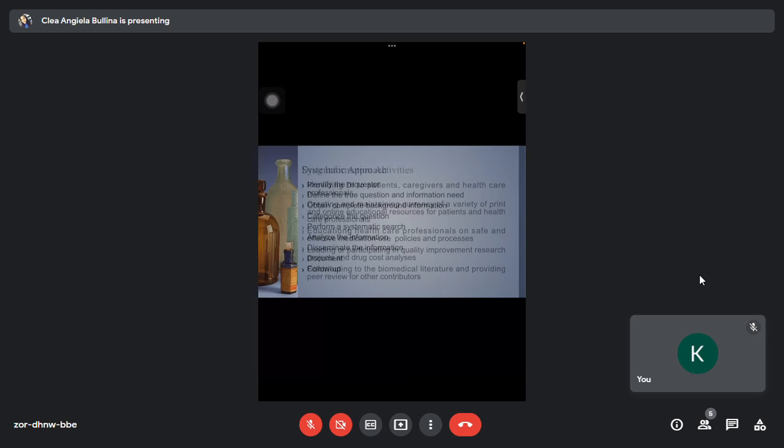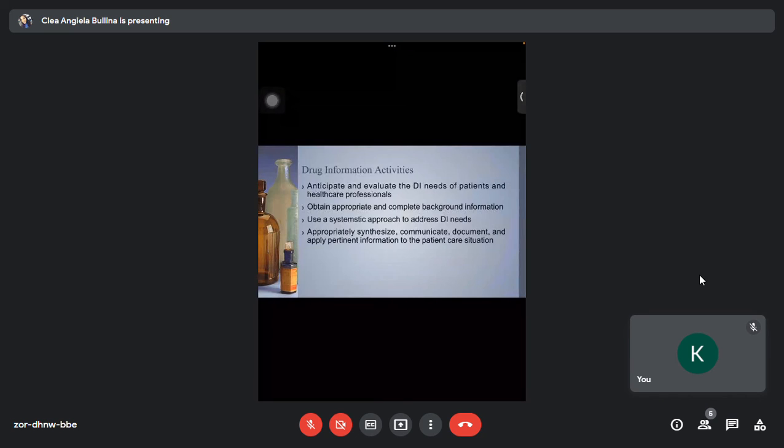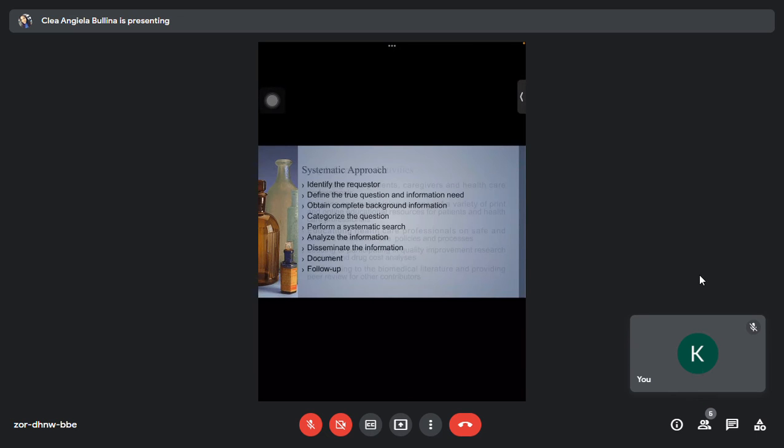Next, we have to categorize the question. You classify the request class as patient-specific or academic. Okay, kasi 'di ba, drug information can be patient-specific, it can be academic, and also it can be for ano yung isa? Ano yung isa dito? Population-based. Okay? So it can be patient-specific, population-based, or for academic education purposes. So you classify the request class. You classify it as patient-specific or academic, or by type of question.